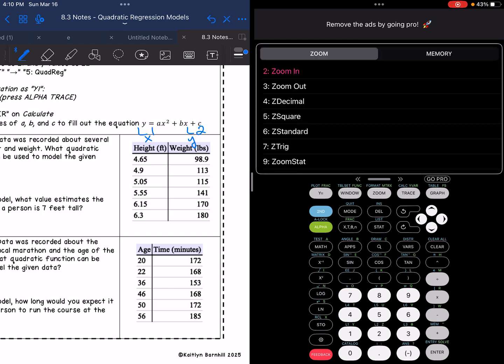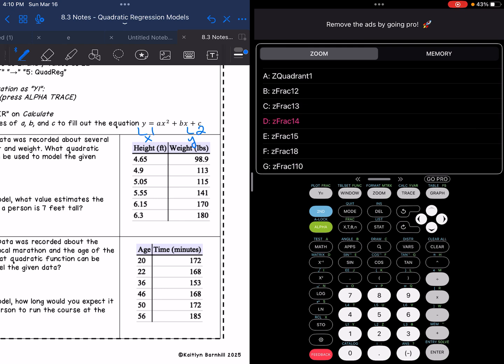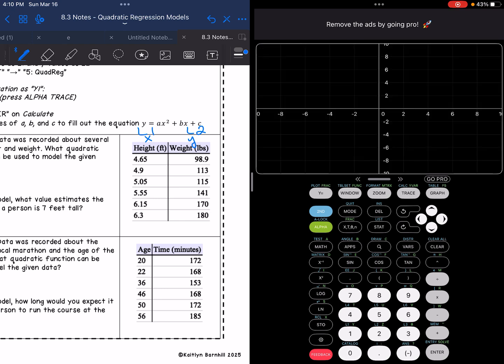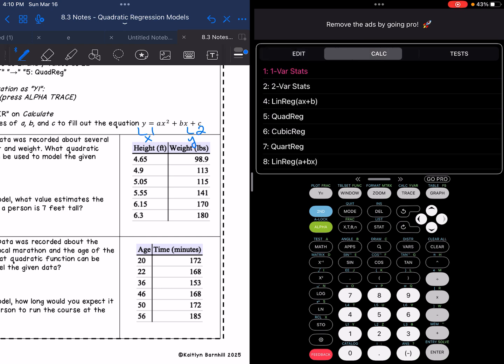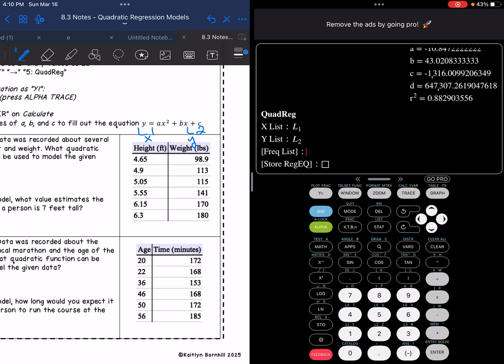Okay, so we've got all those values in my table, and let's try something here. I'm going to go zoom. I don't know if it'll work. Not on this one. Okay, never mind. All right, so we've got all our values in our L1 and L2. And what I'm going to do is I'm going to ask it to calculate the quadratic equation that would go through these points, or at least be really close to going through these points. And so I'm going to press stat. I'm going to go over to the right, and I'm going to choose number 5, quadratic regression.